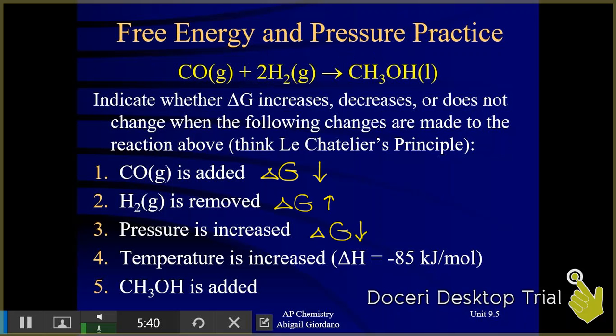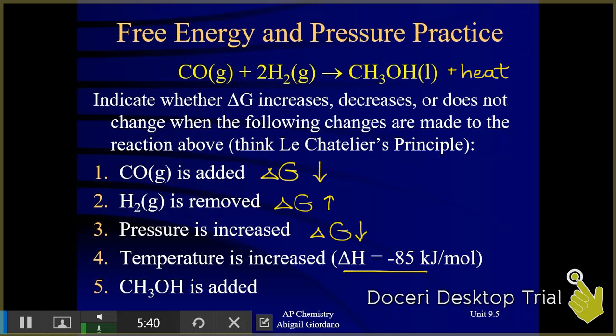What if we change the temperature? And remember, in order to predict a shift when temperature is the stress, you have to know the overall change in enthalpy. So let's review. What does this mean to us? It's a negative value, exothermic. Heat is produced, evolved, given off, more like a product.